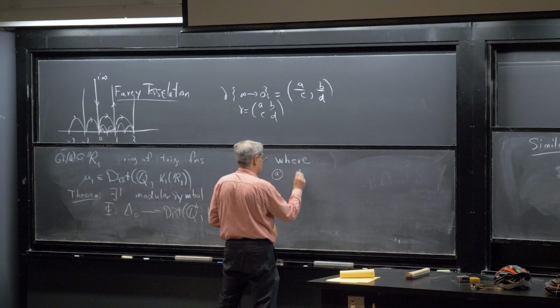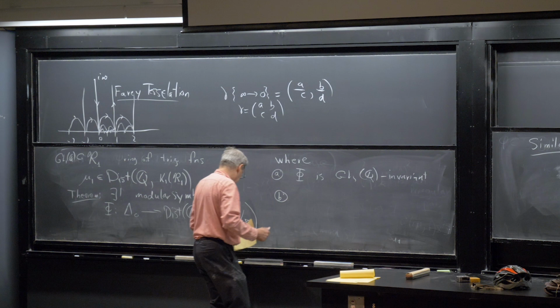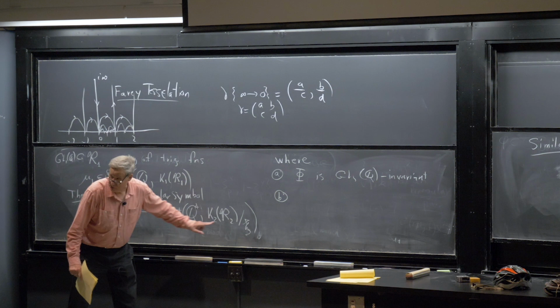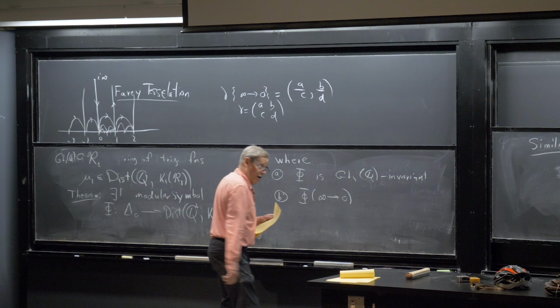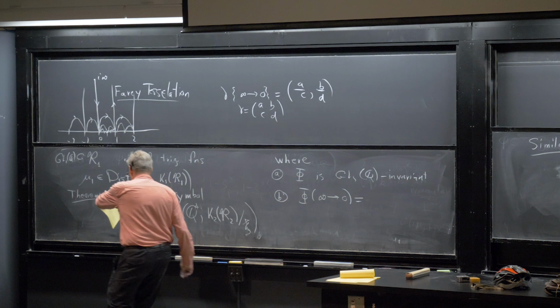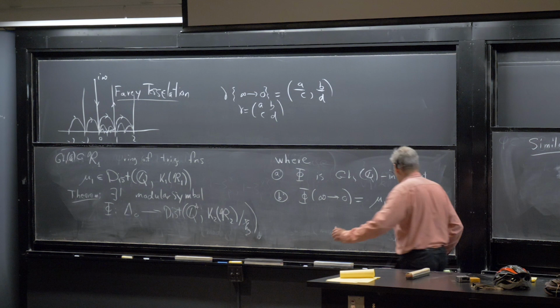One, phi is GL2(Q) invariant. And V, and I'll leave it to your imagination, the Q2 acts on this and it also acts on the R2, and it's a mixing of that. Okay? And the other thing is that for phi, I just have to tell you what its L value is. And its L value is mu1. Okay.